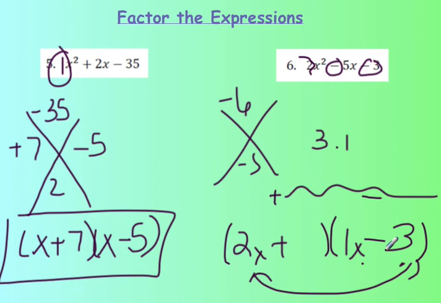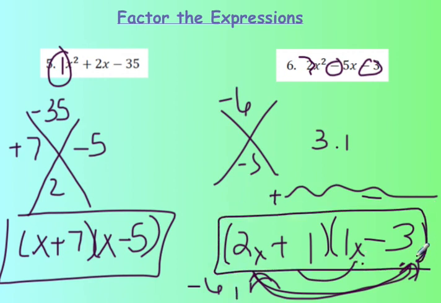I'll put 3 here and 1 here. So I'll get 2 times a negative 3, which is a negative 6, and 1 times 1 is 1. Okay, that's going to cancel. This is my answer. So if that's too much for you, remember you can always backtrack to the grouping method.